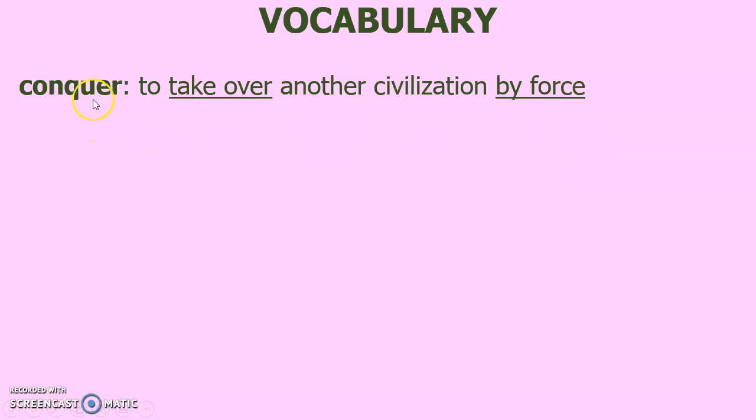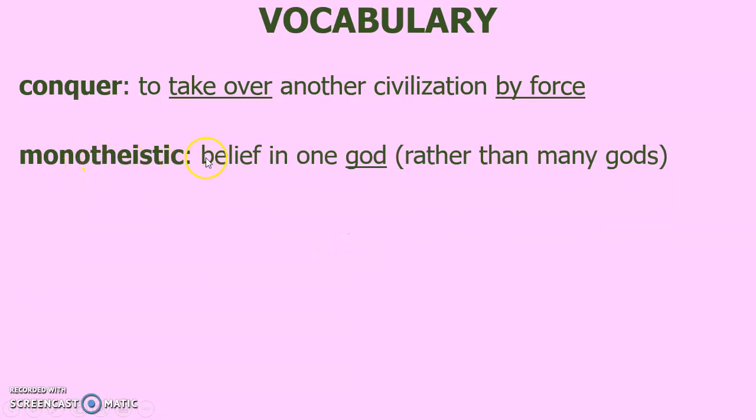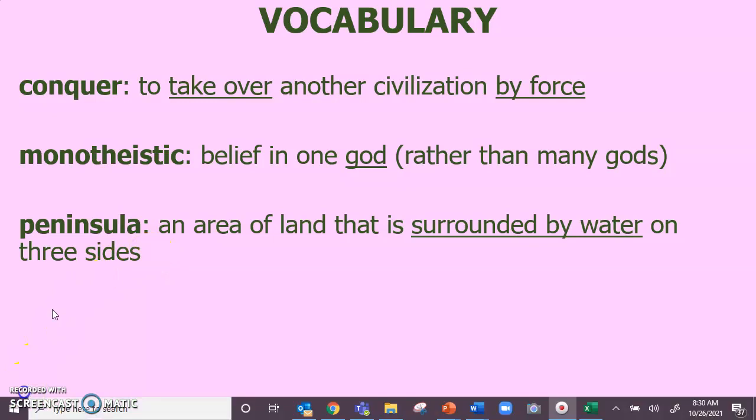So let's start with vocabulary. Conquer means to take over another civilization by force. Monotheistic is the belief in one god rather than many gods. A peninsula is an area of land that is surrounded by water on three sides.